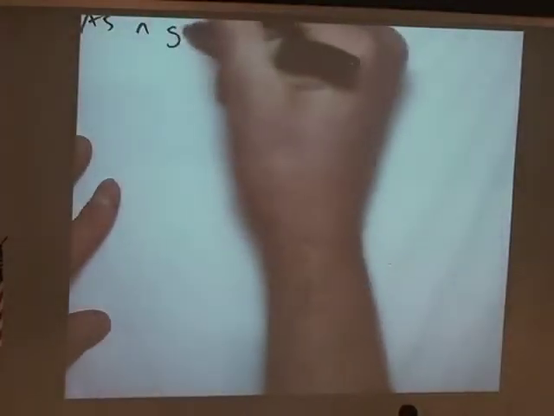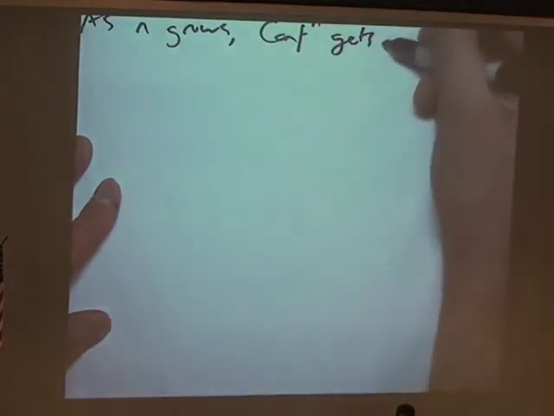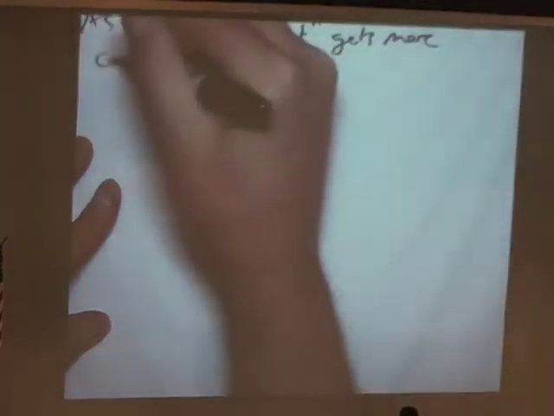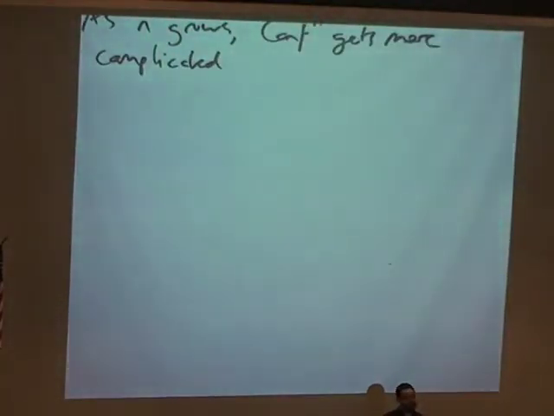So as n grows, conf n gets more complicated. It's not completely obvious, by the way. I mean, after all, I could also say, oh, maybe affine n space gets more complicated as n grows. But from the point of view of topology, or at least homotopy theory, it really doesn't. It's still always contractible.